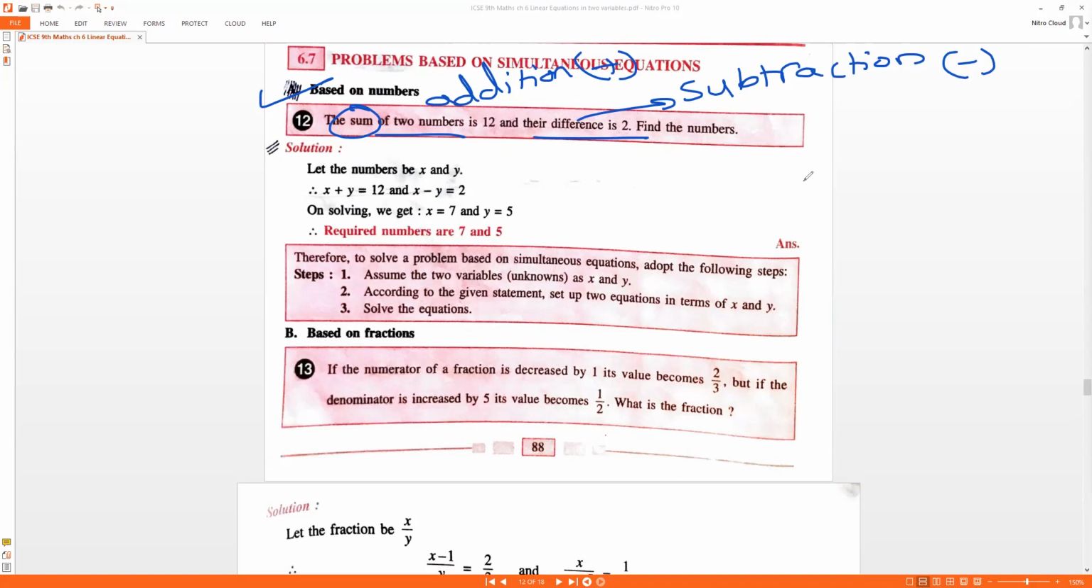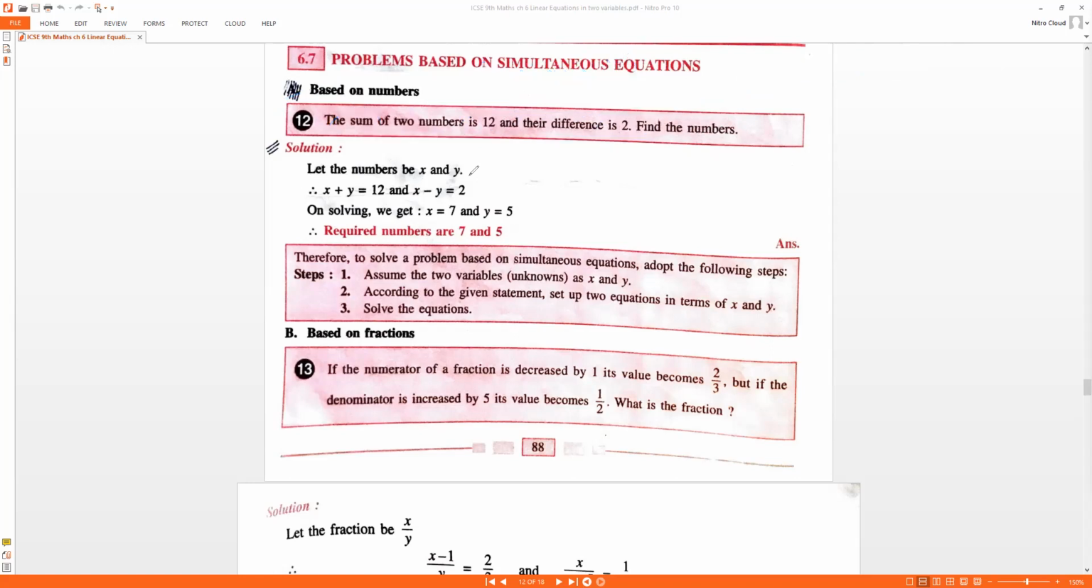So if you assume, let the numbers be x and y. Correct? So the addition will be x plus y, which is 12. And the subtraction will be x minus y, which is 2. Very simple, right? Again, it is going to be very, very simple. So let the numbers be x and y. Therefore, x plus y is 12 and x minus y is 2. On solving, we get x is equal to 7.